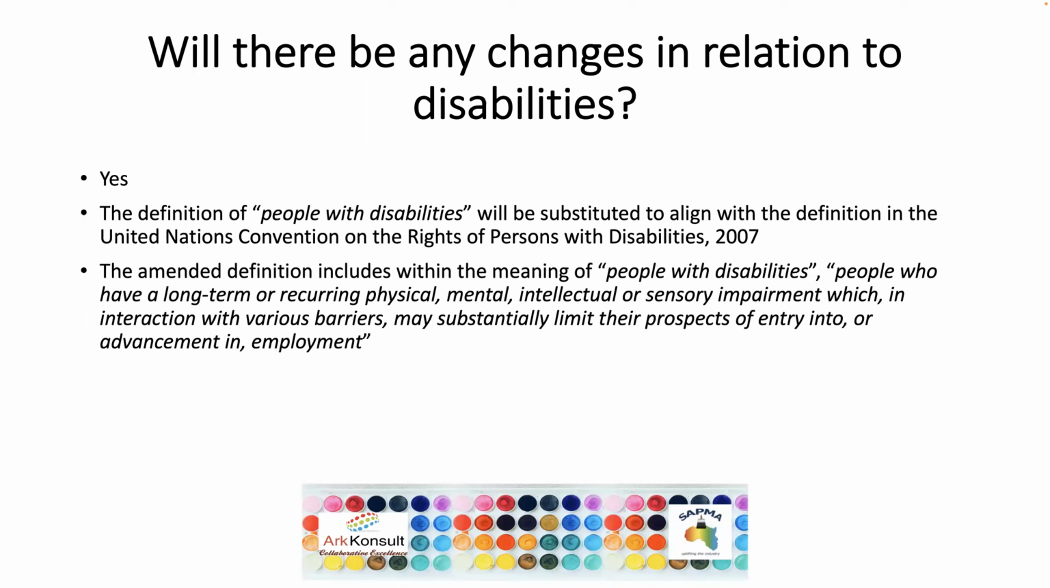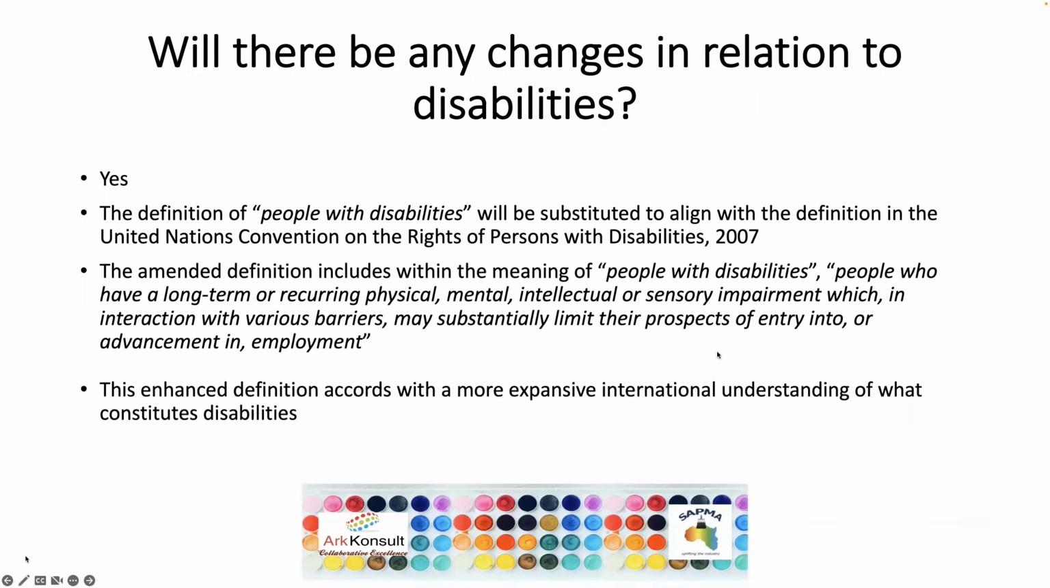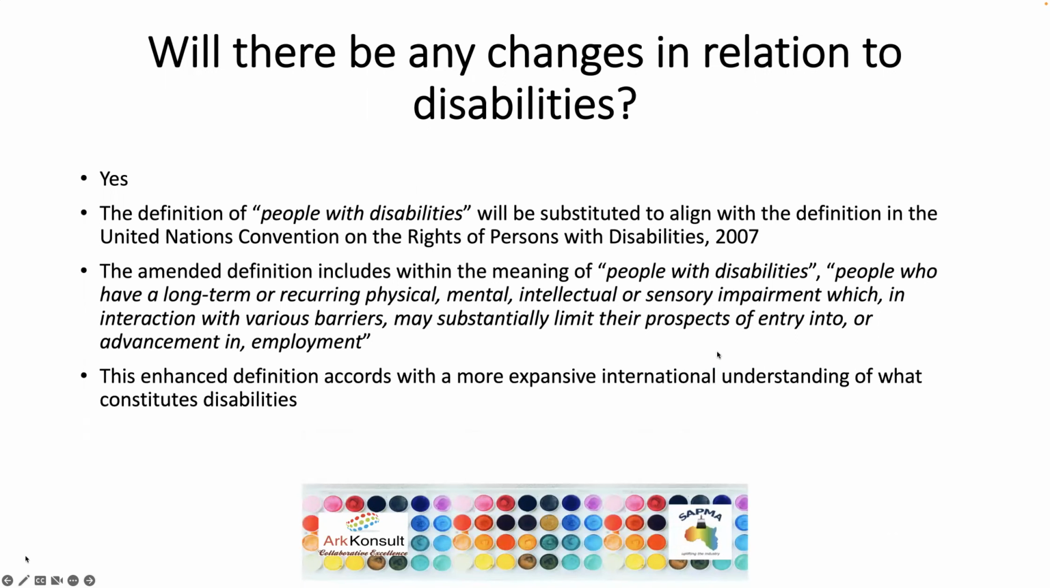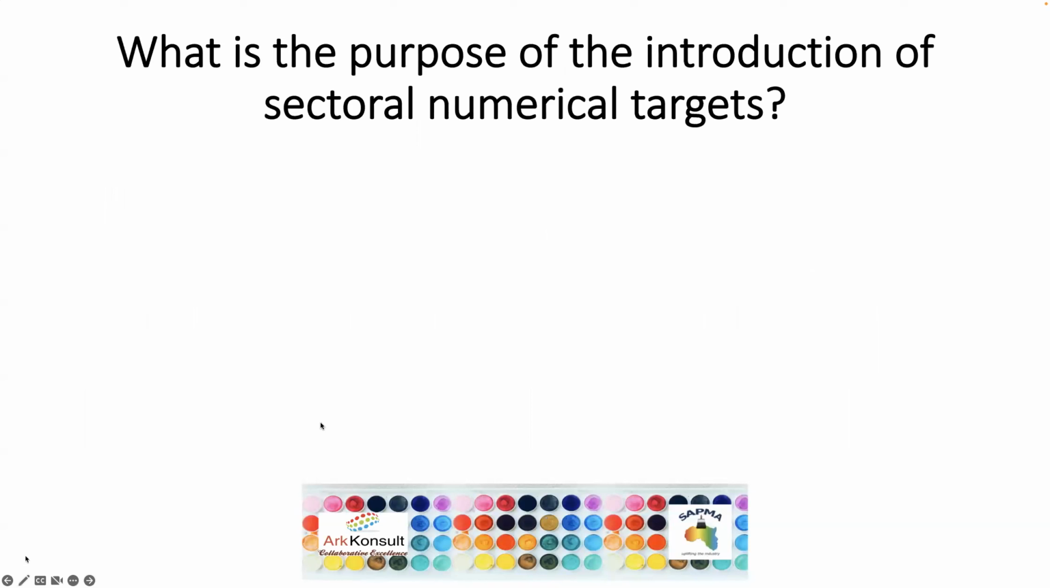And more importantly, I saw an amazing statistic put out by the Institute of Directors that simply because of stress, if nothing else, and diseases resulting from stress, up to 60% of your average board of directors in a listed company are people with notifiable hidden disabilities. An amazing thing to think about. This enhanced definition accords with a more expansive international understanding of what constitutes disabilities.